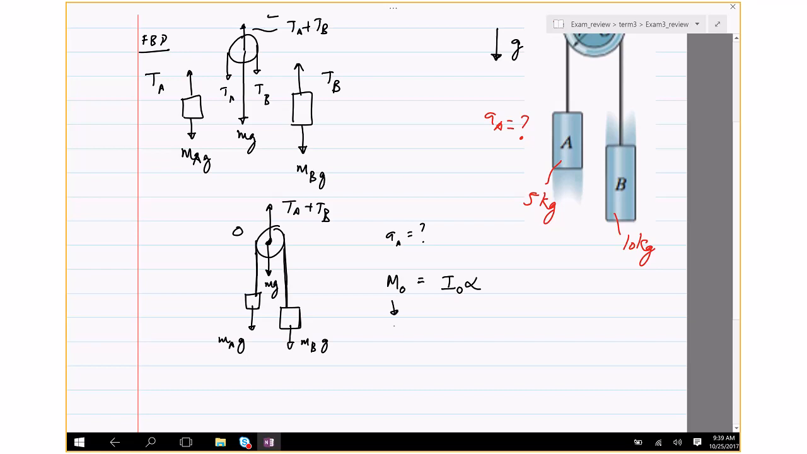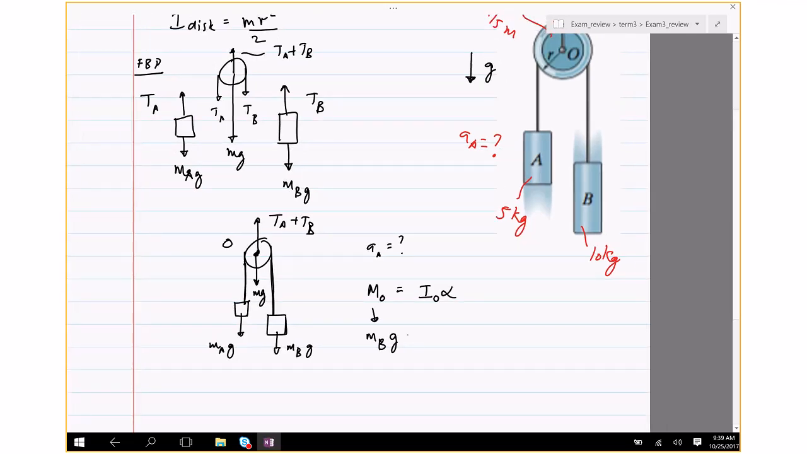Okay, so the moment about O is mB times g, acting downwards, times the radius of the disk. If I hold the pulley at O and apply mBg downwards, then that's going to apply a clockwise moment, so that's going to be negative as per my convention. And then if I do the same thing with mAg, it's going to apply a moment in the clockwise direction, this way, right?